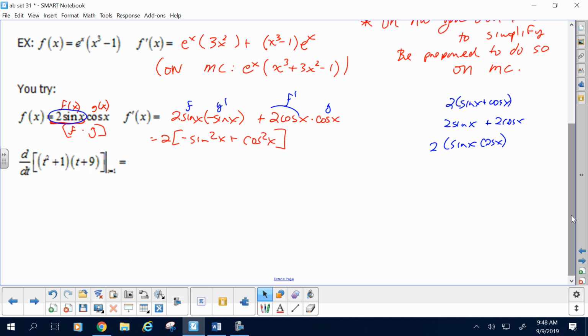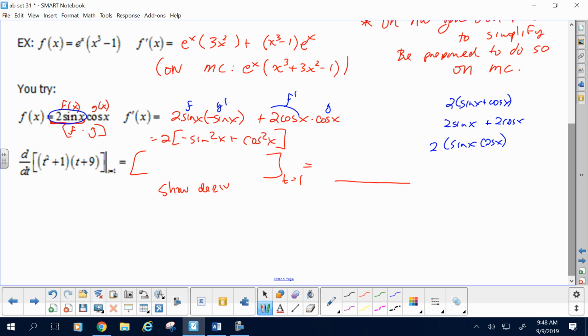I remind you, when you evaluate, you first show the general derivative and say, hey, I'm about to put a 1 in, and then in the second step, you put the 1 in. You never do both at the same time. You show the derivative of t as a function of t, and then you put the 1 in after.